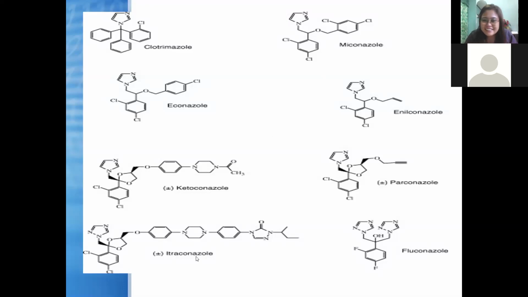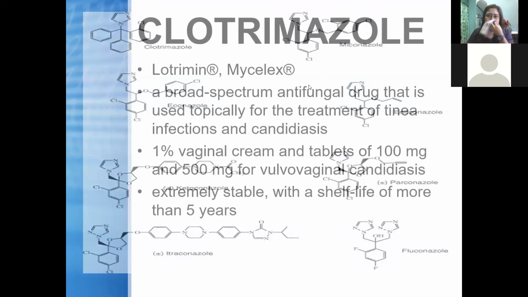Sige. And then we have itraconazole, miconazole, and enilconazole, parconazole, and the fluconazole here. Ang inyong tandaan, the basic requirement is this one, the triazole ring. And for it to become potent, it has to have additional 2 or 3 benzene rings.